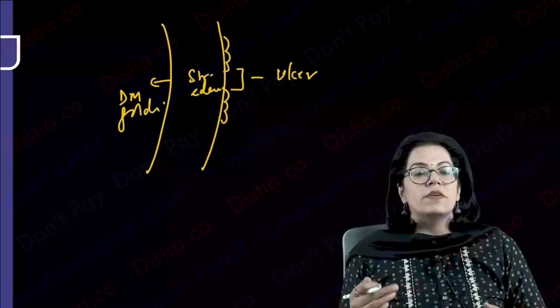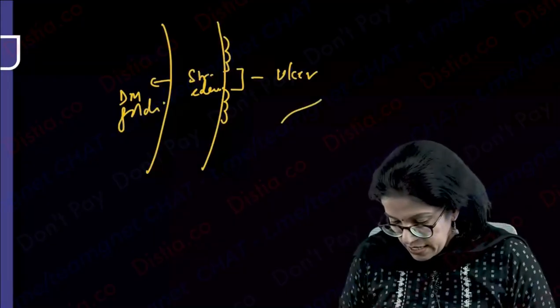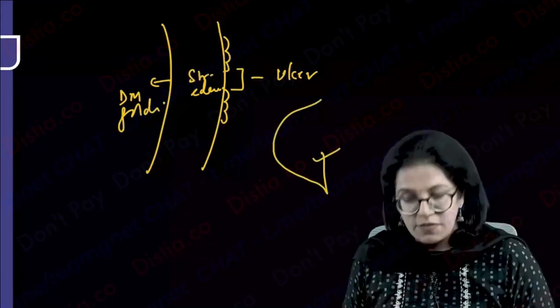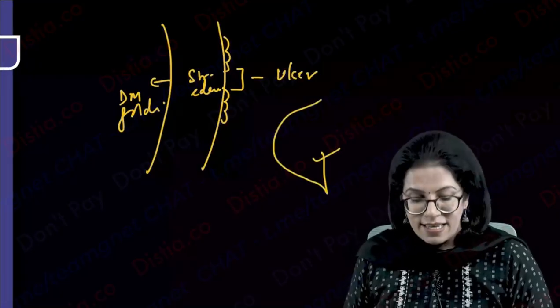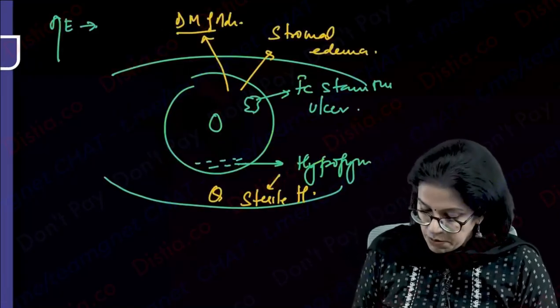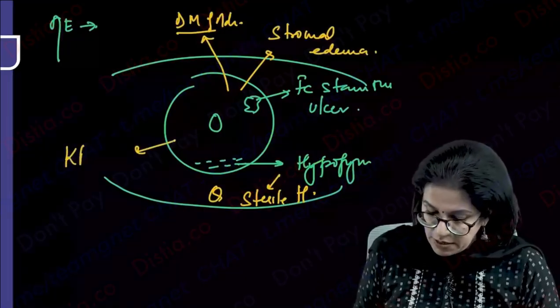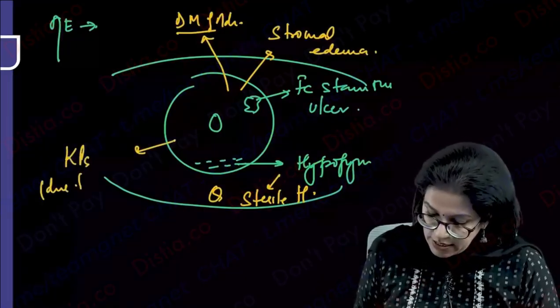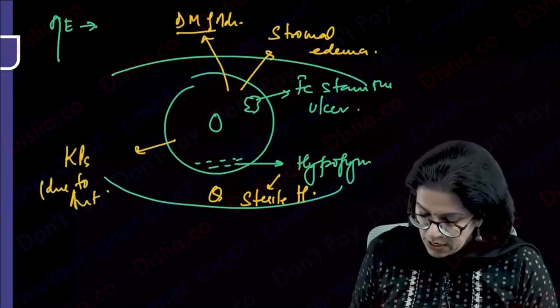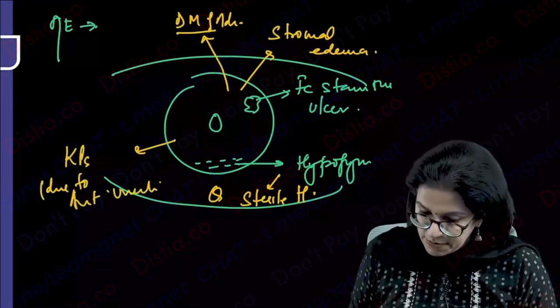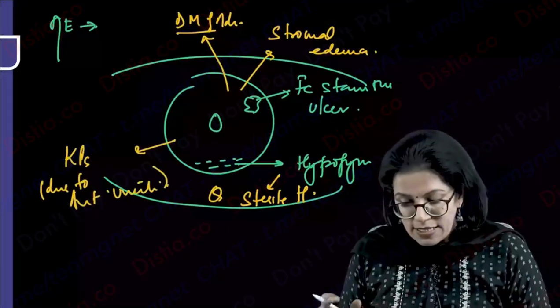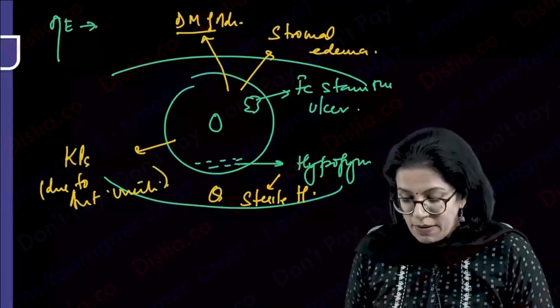And of course, any ulcer, any keratitis can also be associated with uveitis, as you can see here. So you may also get KPs. You can note down, we may get keratic precipitates due to anterior uveitis. Right? So these are some of the findings of a bacterial ulcer.